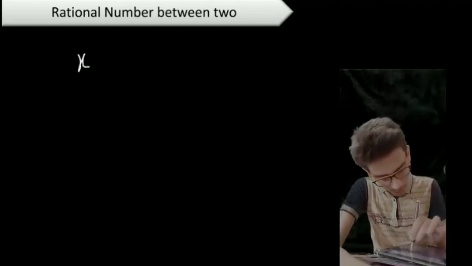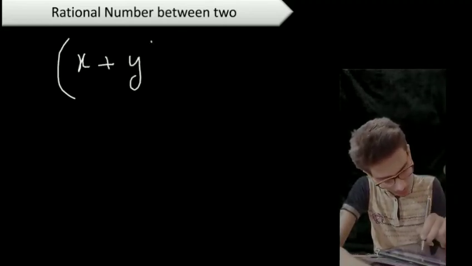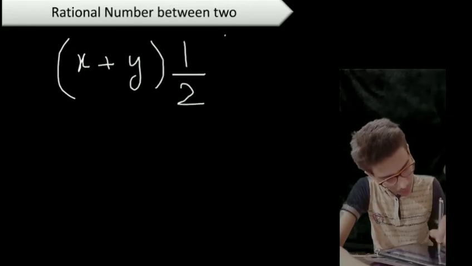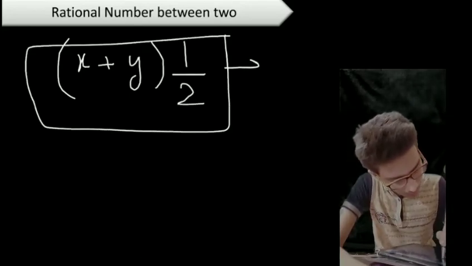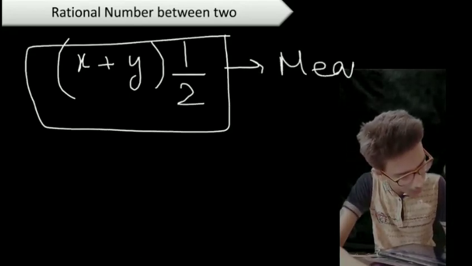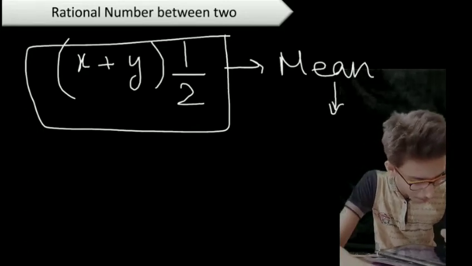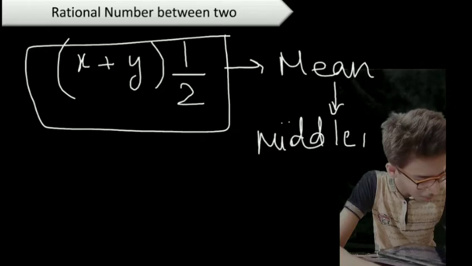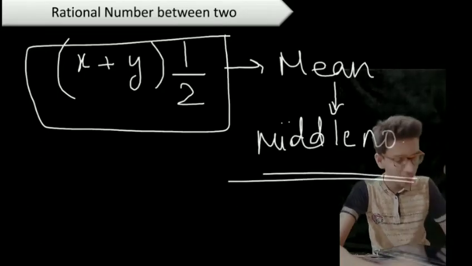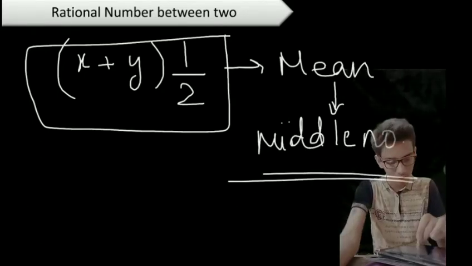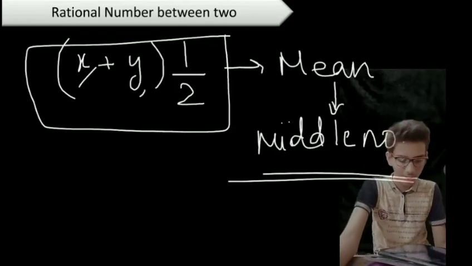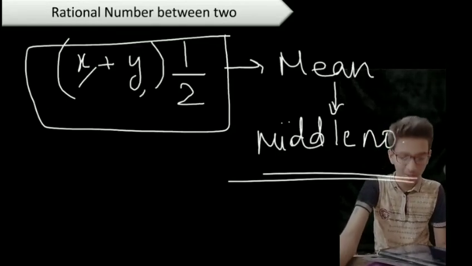So mean is what? X plus y into 1 by 2. This is mean. Mean is what? Middle number, a number in the middle of these two, x and y. A number between x and y gives you the mean, right?